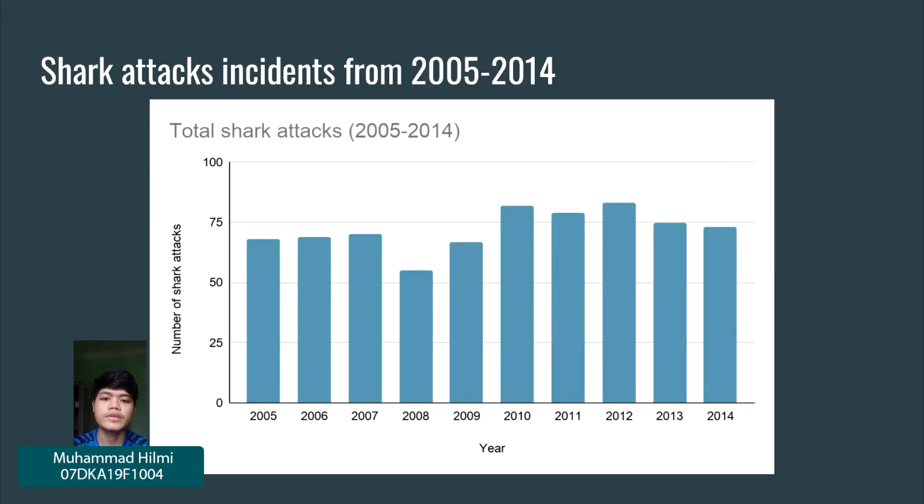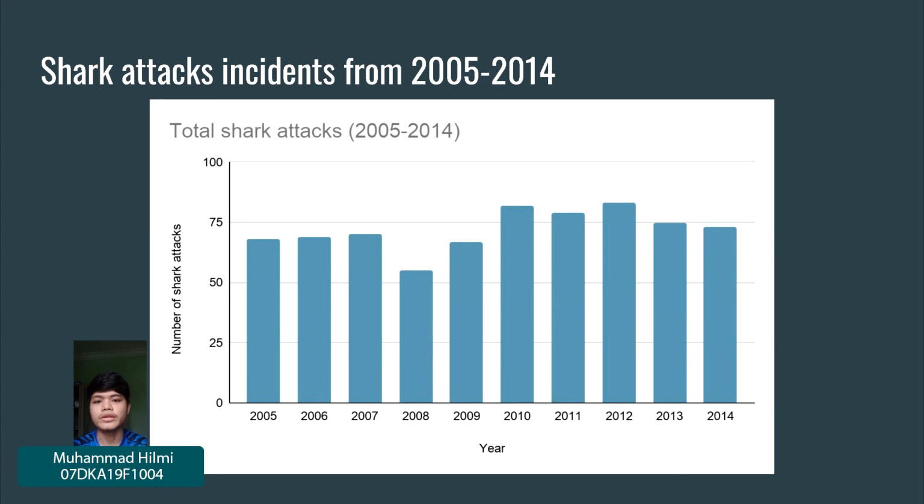There are a total of 721 shark attack incidents for the span of 10 years, and the number varies each year. 2008 records the lowest count of shark attacks with 55 attacks, while 2012 shows the highest number of attacks, standing tall with 83 attacks. The graph title is Total Shark Attack 2005 to 2014. The x-axis represents the year it took place, while the y-axis represents the number of shark attacks. Essentially, the graph shows the number of shark attacks for each year.